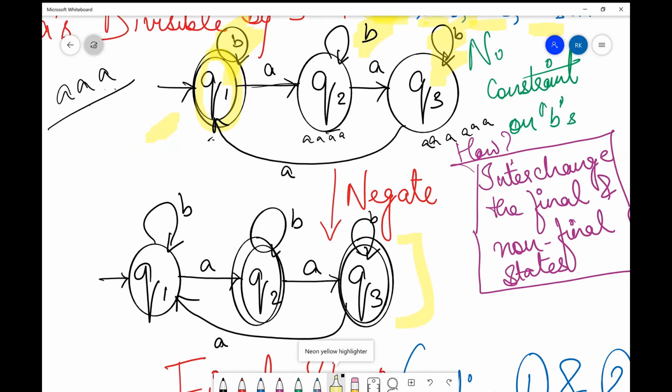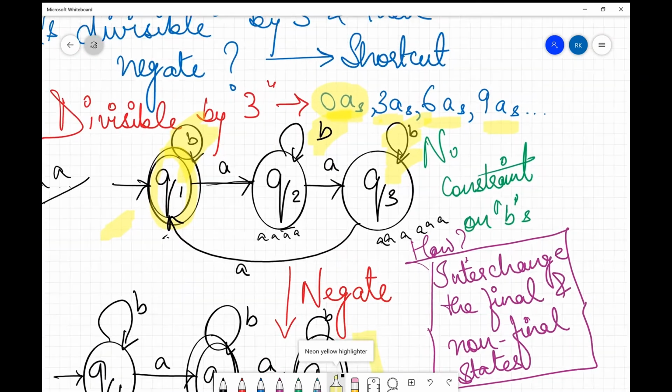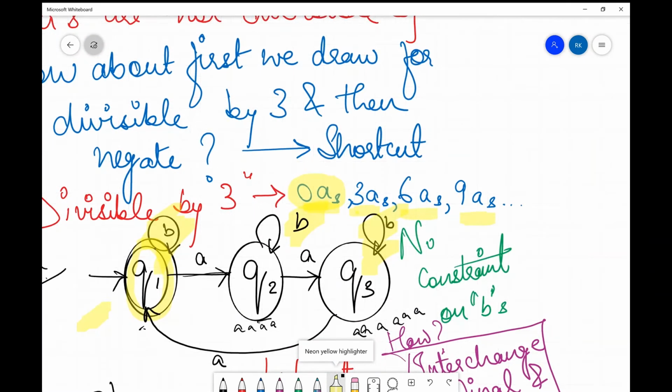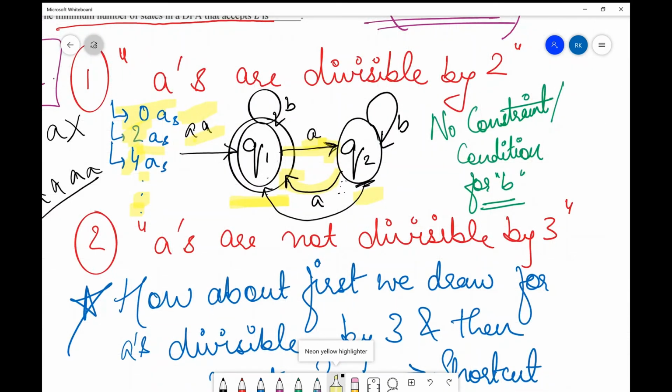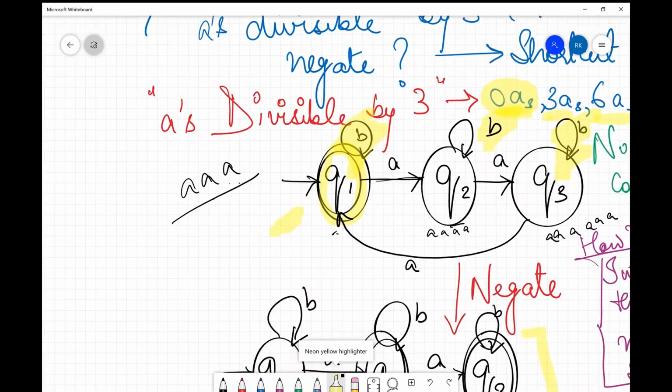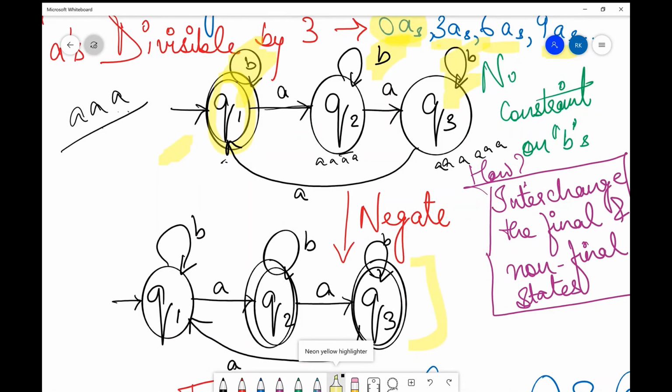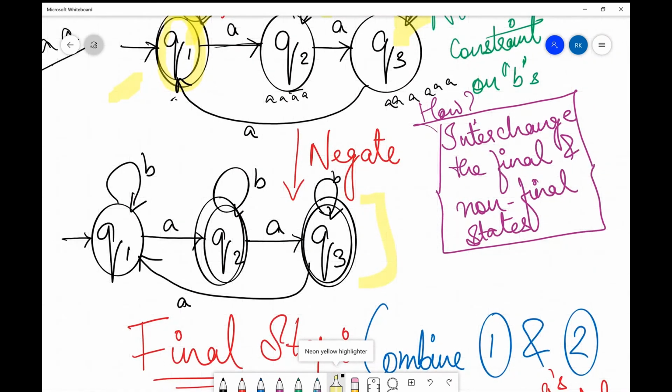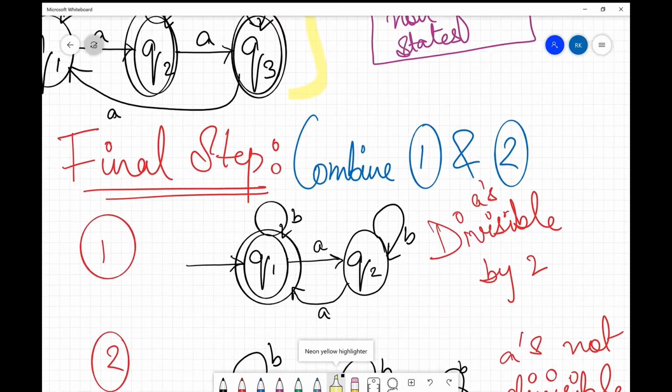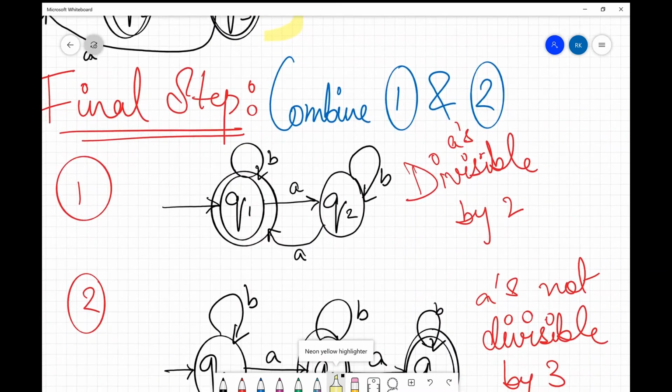Now the final steps, since we have solved both the sub parts of the question. First, we have drawn the DFA which was multiple of 2, right? And second, we have also drawn the DFA which is accepting the strings which are not divisible by 3. Now we need to combine both of them. So the final step is to combine both of them.